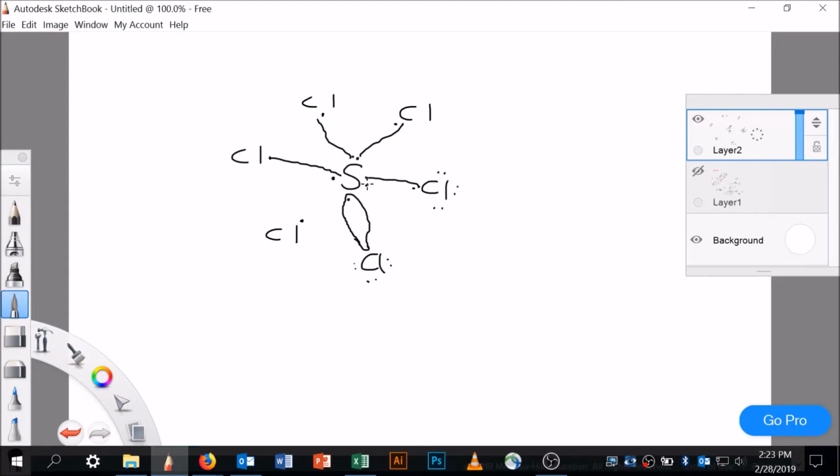Oh, and there's a bond. Oops, that's a little ugly, right? But you see, this guy had 6 electrons around its outer shell, and each one of these chlorines, and there were 6 of them, all had an unpaired electron. So they each get to make a bond.